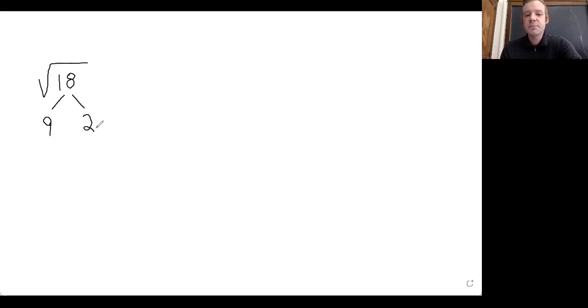I see that 2 is a prime number. It can't get split up anymore, but 9 can be split up into 3 and 3. Once I have all of these, they are each prime numbers. So 3 is a prime number, 3 is a prime number, and 2 is a prime number. I don't worry about the 9 anymore. I don't worry about the 18. And so I'm going to rewrite the square root of 18 as the square root of 3 times 3 times 2.